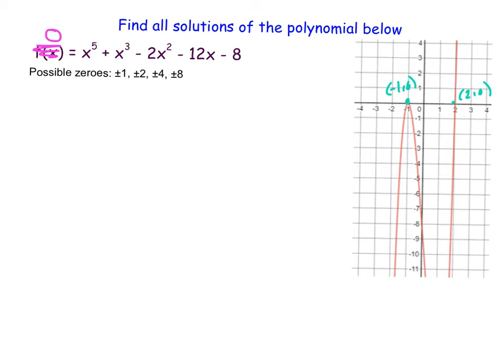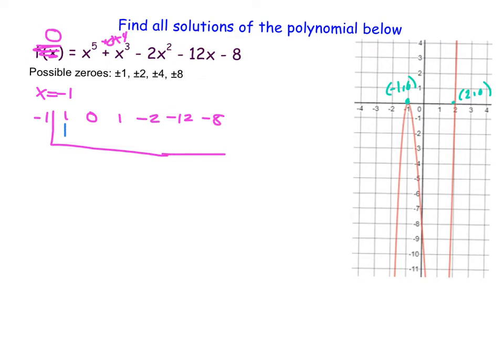And so what we're going to do to start is I'm going to use x is equal to -1, 0, because I can see that I am hitting the x-axis at that point. So I take -1. I'm going to utilize synthetic division here. I have to make sure I add in my plus 0x to the 4th. So I have 1, 0, 1, -2, -12, and -8.